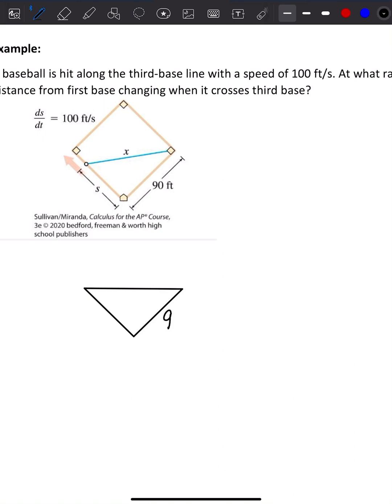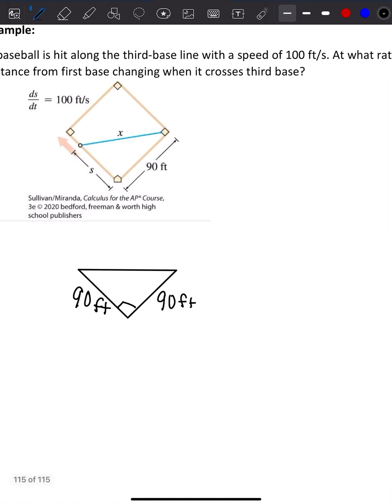We know this side is 90 feet, which means this side is going to be 90 feet. And this side, although we don't know, is the rate of change that we are looking for. ds over dt is this side because this side is s. So ds over dt is how fast the ball is traveling.